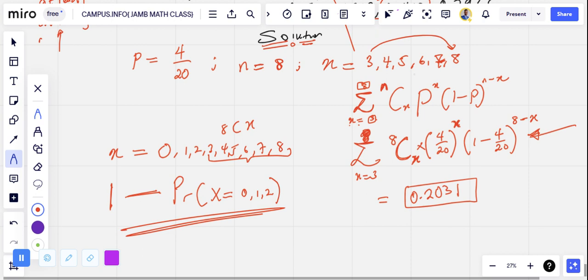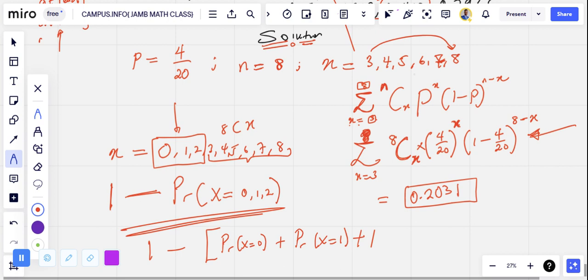So for at least 3, I have 1 minus the probability of x, starting from 0, 1, 2. Those are the values that are not among the list for at least 3. So that's what you do. In this case you take 1 minus, you open a big bracket, you calculate the probability for when x is equal to 0, plus the probability of when x is equal to 1, then plus another probability of when x is equal to 2.